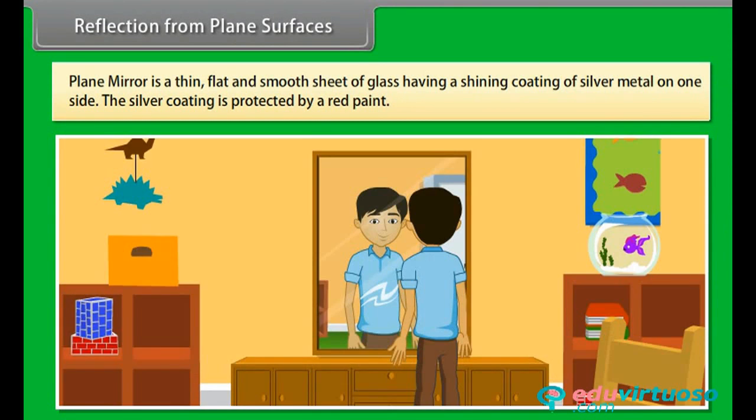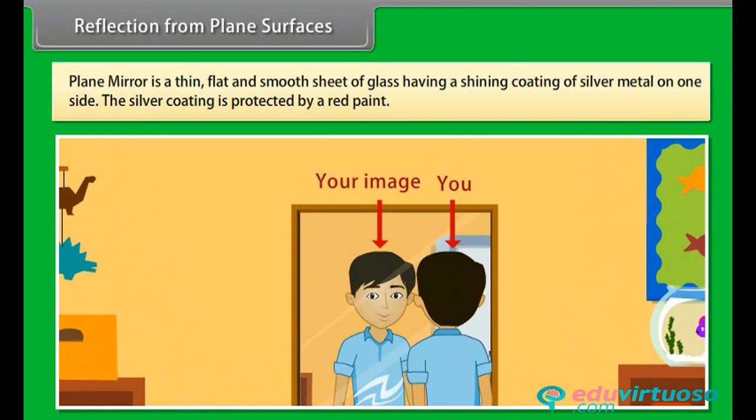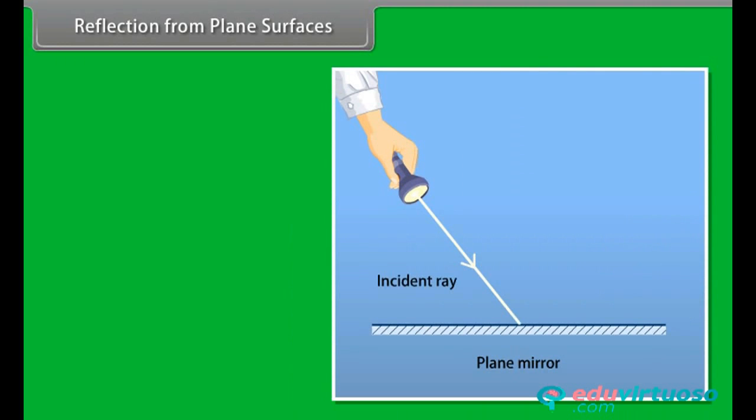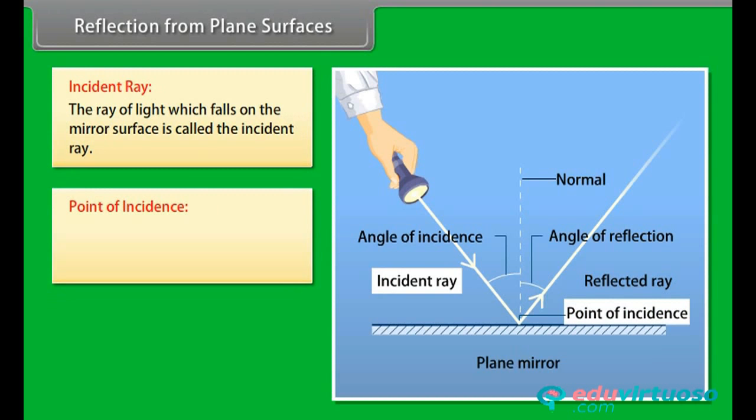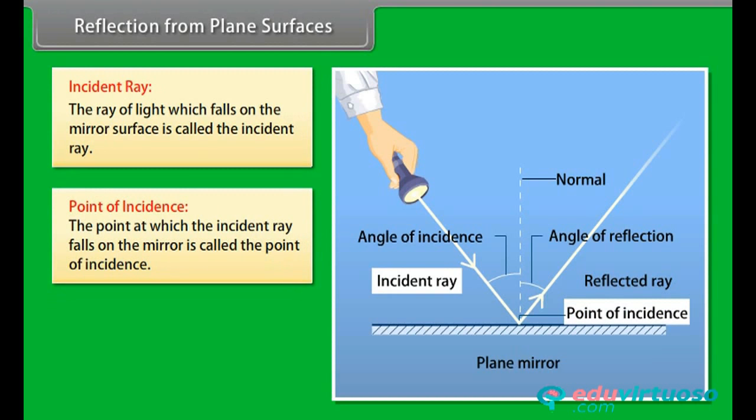A plane mirror is a thin, flat, and smooth sheet of glass having a shining coating of silver metal on one side. The silver coating is protected by a red paint. Meanings of important terms are as follows to understand the figure. Incident ray. The ray of light which falls on the mirror surface is called the incident ray. Point of incidence. The point at which the incident ray falls on the mirror is called the point of incidence.